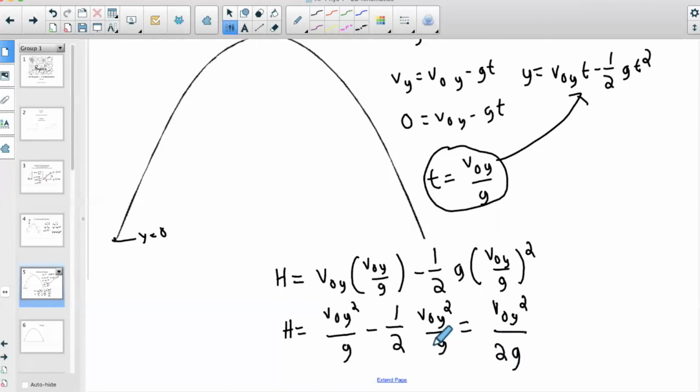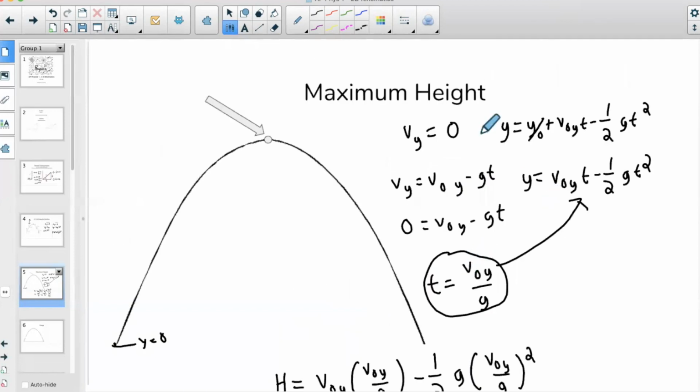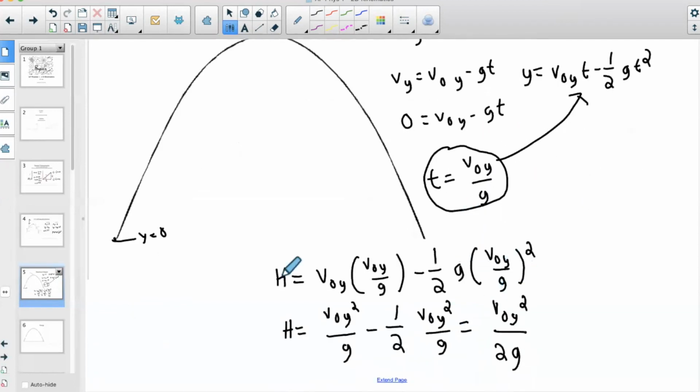Now, don't just memorize this formula, because that won't be acceptable on an AP exam. You're going to want to understand how to derive it, so that when the time comes, it'll be much quicker for you to be able to do this.